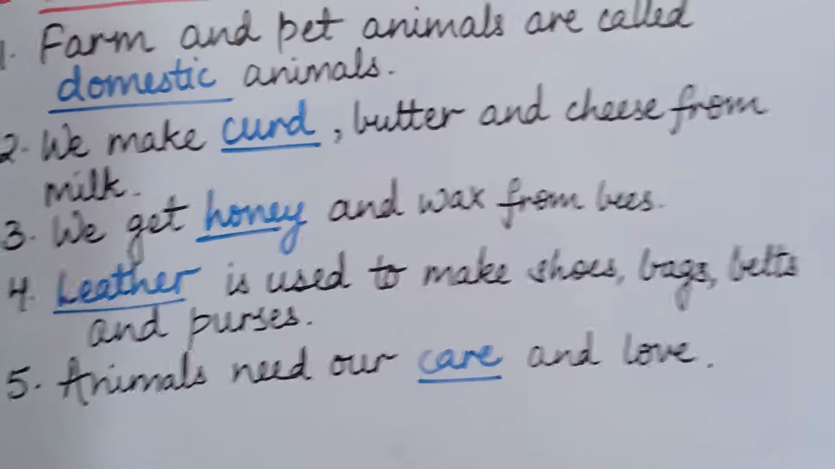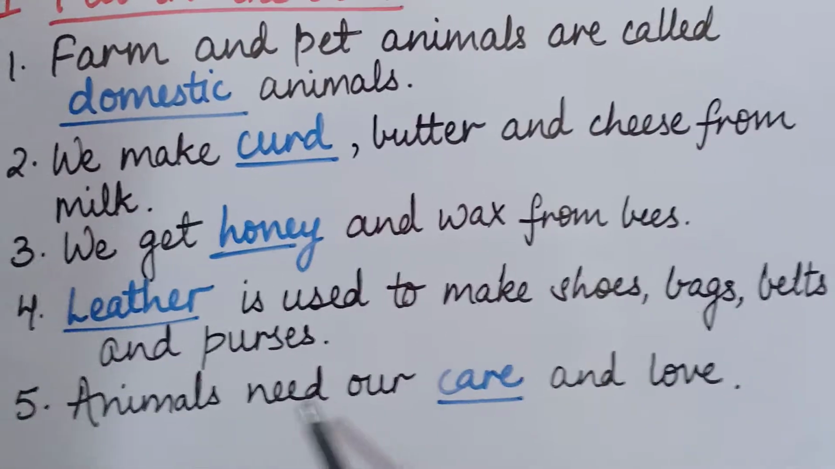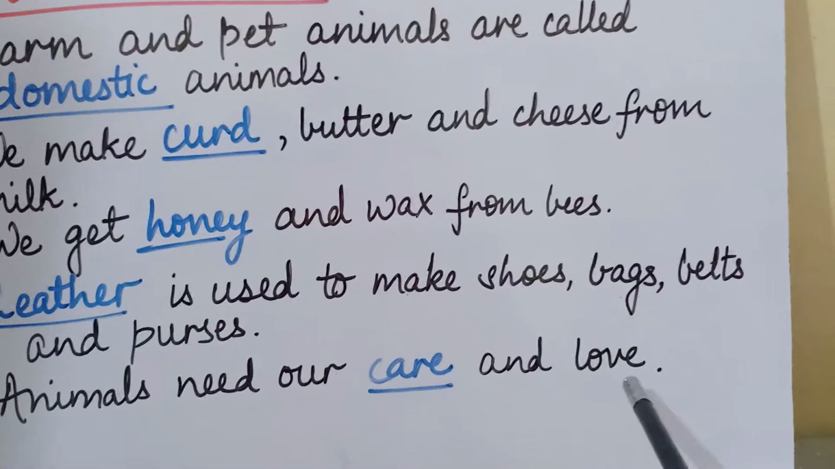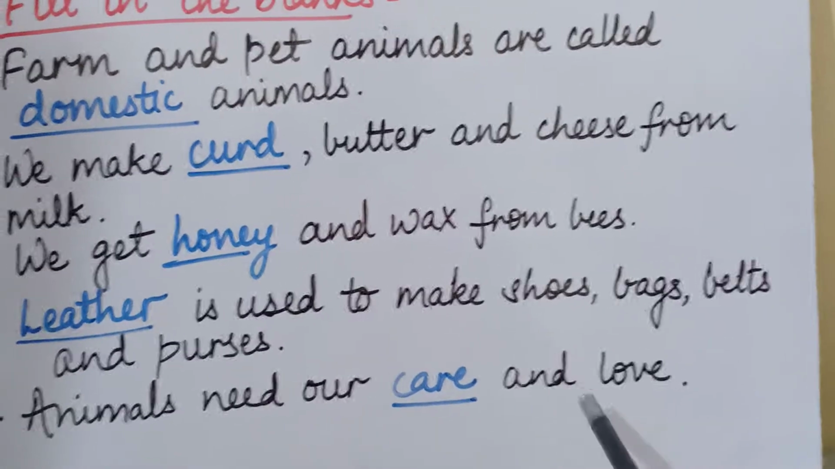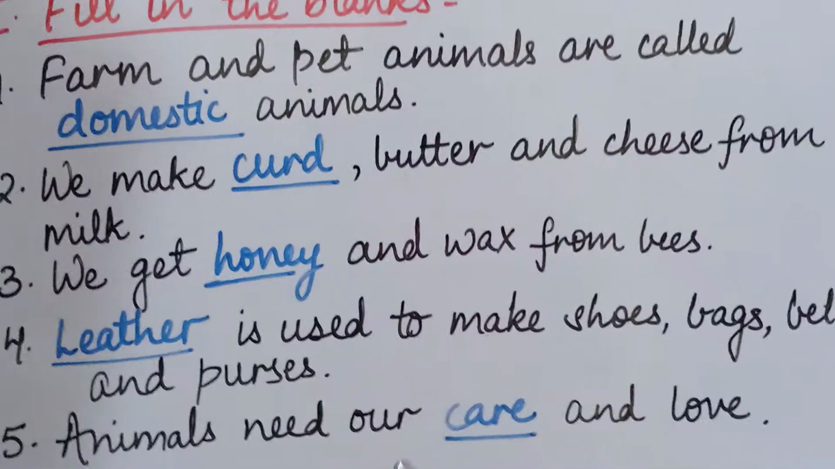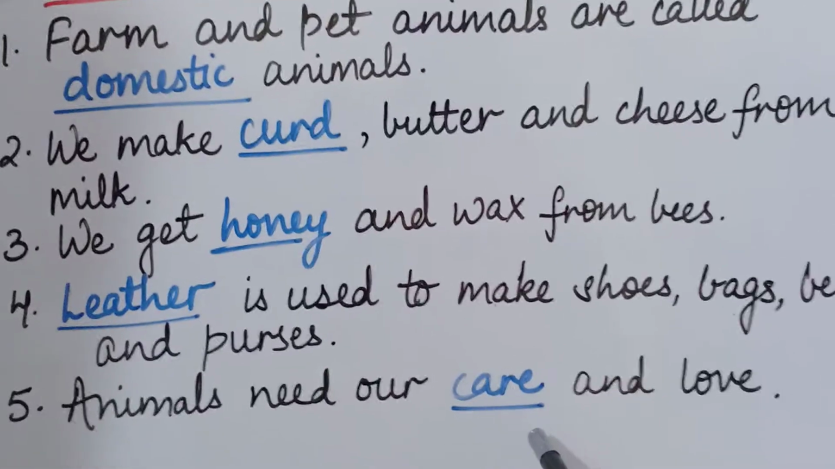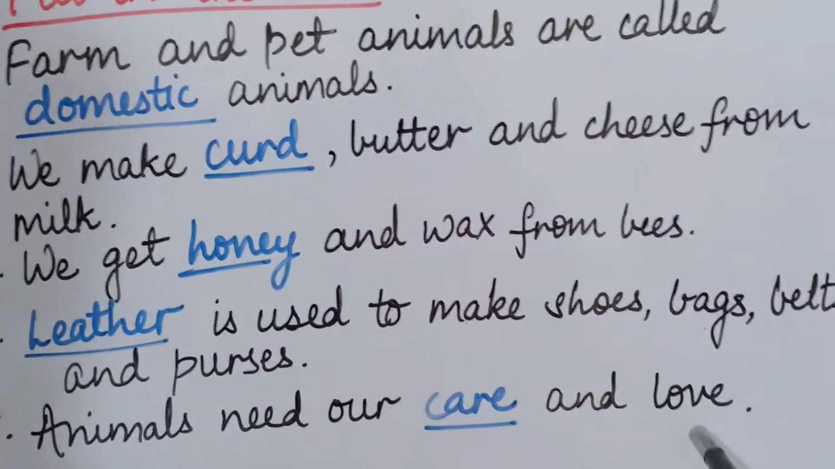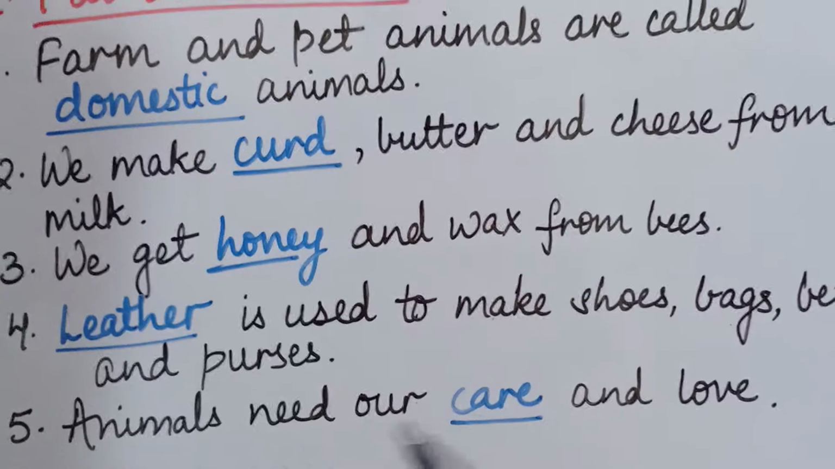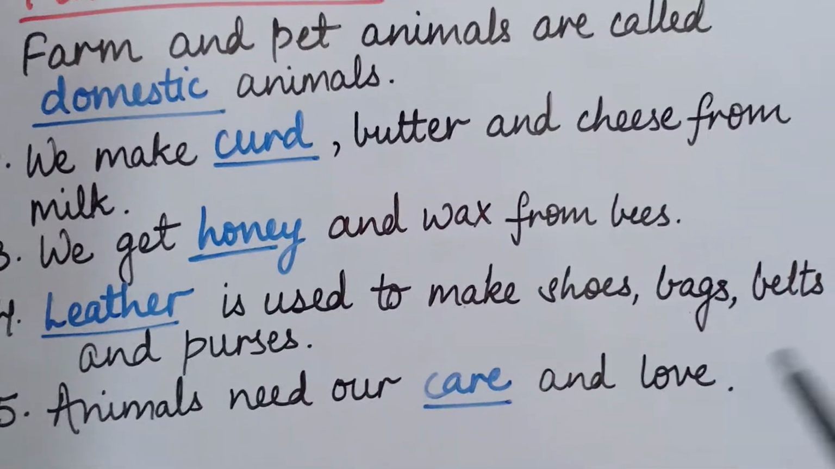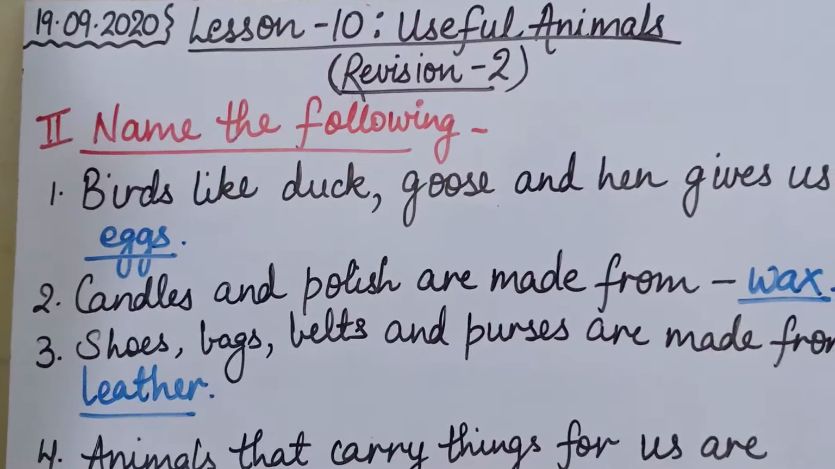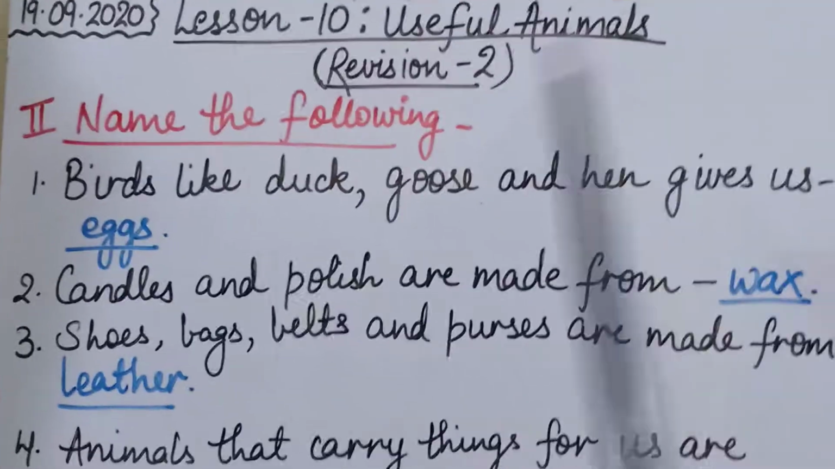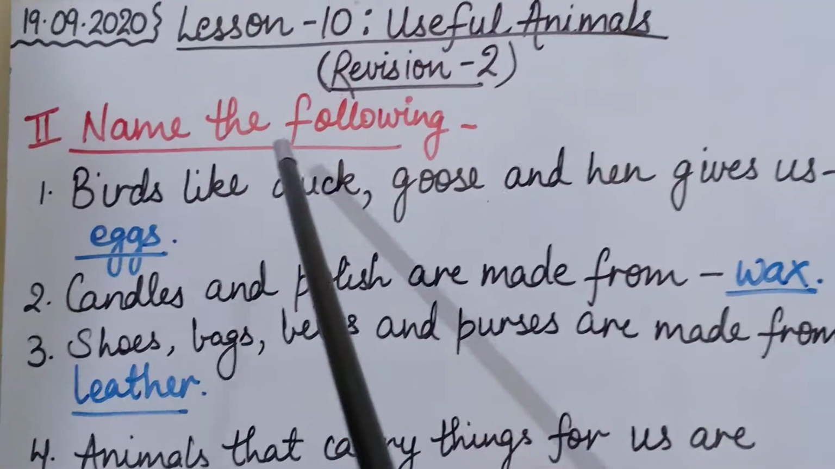Now the 5th part is: animals need our dash and love. एनिमल्स को हमें कैसे ट्रीट करना चाहिए? उनको क्या देना चाहिए? बहुत केयर, उनकी हमें देखभाल अच्छे से करनी चाहिए और उन्हें बहुत प्यार देना चाहिए. Okay, animals need our care and love. Is that clear? So I hope you all have understood fill in the blanks. Now coming to the second part, that is name the following.